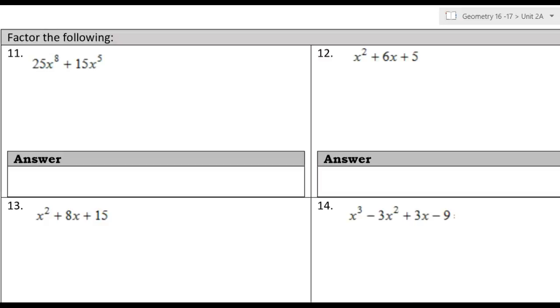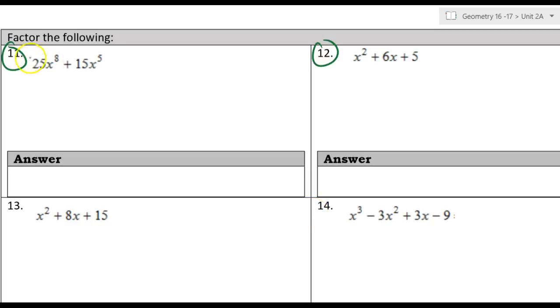This is the continuation of the videos from Geometry Unit 2A review for your test. I am on the back side of your worksheet, where we are now factoring the next couple of problems. I'm only going to do a couple of these, so I'm going to try to do one of each type. So in this video, it's going to be 10, it's going to be 12, I'm going to skip 13 because it's similar to number 12, and I'll do 14.